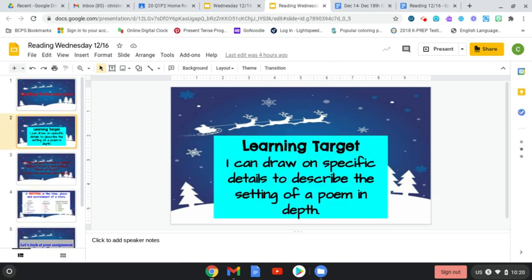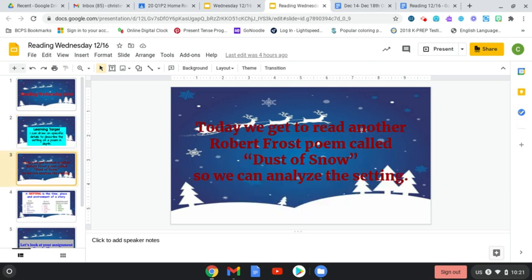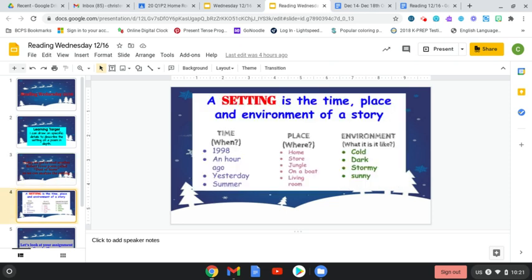Your learning target is I can draw on specific details to describe the setting of a poem in depth. So we're actually going to read another Robert Frost poem. If you remember, we had been reading Stopping by Woods on a Snowy Evening when we were reading Love That Dog. So this is another one of his poems, except it's much, much shorter. But in this poem, we're going to be looking at the setting.